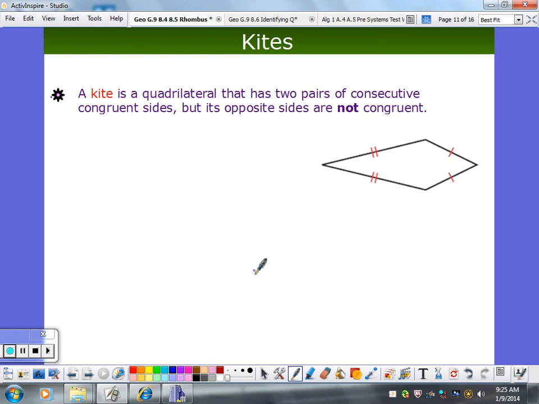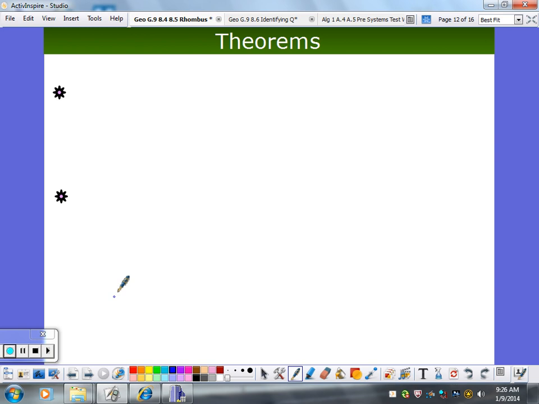A kite is a quadrilateral, another four-sided figure. Here's what's interesting about a kite. It has two sets of congruent sides, but they're not opposite. They're consecutive, meaning next to each other. So these two are going to be congruent, and these two are going to be congruent. If you have a quadrilateral with this situation, you have a kite.